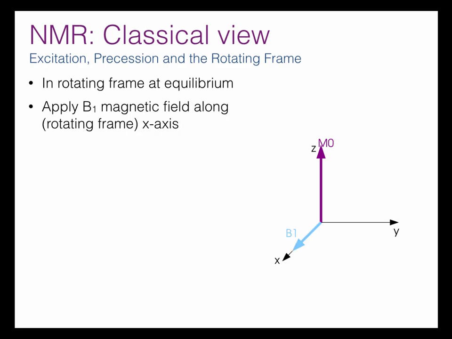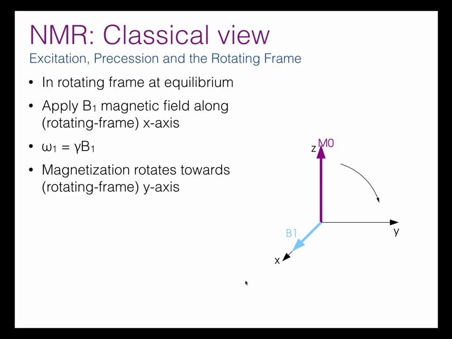If we now turn on a B1, which is different from our B0, our main static magnetic field, and which appears to be constant because we're in a rotating frame, but in the lab frame will be spinning around at omega naught, then because omega equals gamma B, we can apply the same omega equals gamma B for the B1 vector. We get a new angular velocity, omega 1 is gamma B1. This causes the magnetization to rotate towards the y-axis, because the magnetization will spin around this B1.